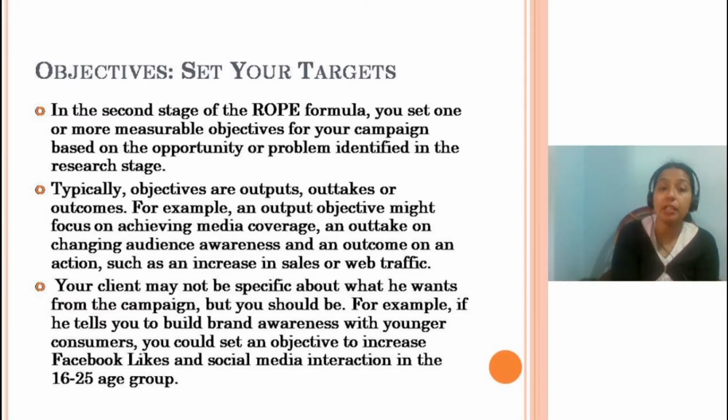For example, if he tells you to build brand awareness with younger consumers, you could set an objective to increase Facebook likes and social media interaction in the 16 to 25 age group. Suppose you want to improve the social media presence of your college. You can do that. You are all students learning about media. So ultimately, what's the outcome you want? You want more Facebook likes, more Insta likes, more YouTube subscribers. Yes, for that you have to work.